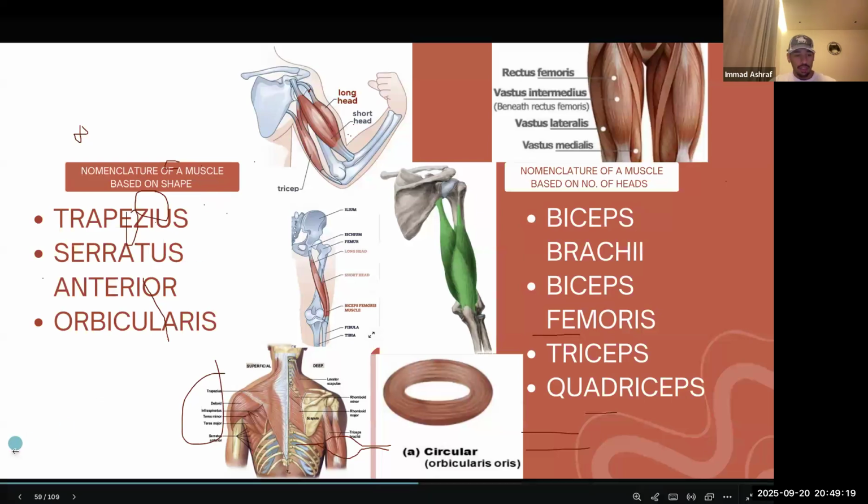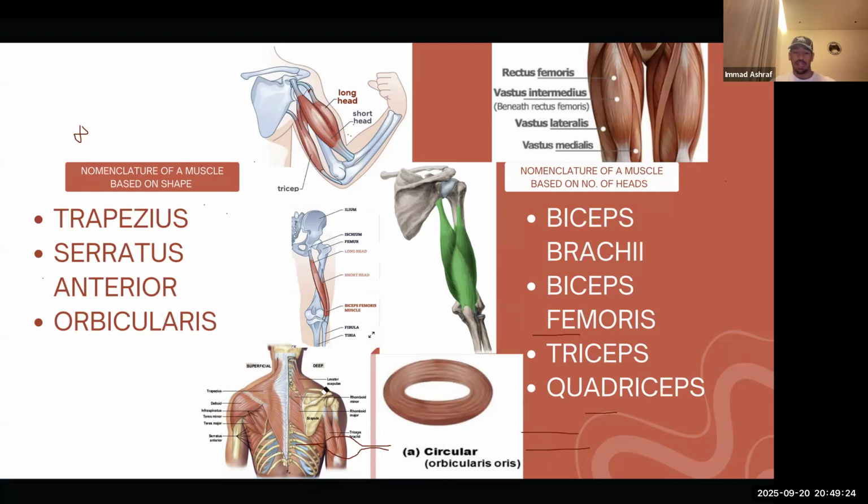So now you can classify them based on their shape as well. That was based on how their fibers are arranged. This is based on their shape. For example, you have the trapezius, which is the muscle in the back. You've heard of the trapezius shape in school. So it's named just because it looks like that. The serratus anterior is named because it has a sharp, jagged pattern. Then the orbicularis oris, orbit is circular. That's why it's called orbicularis, based on the shape.